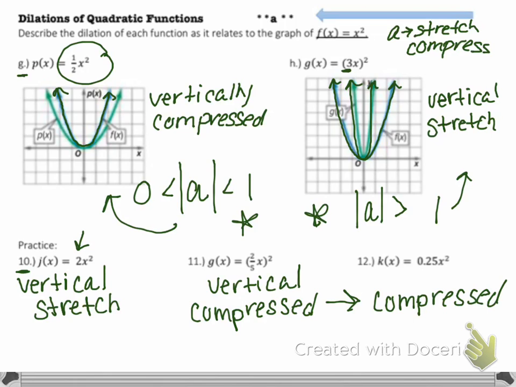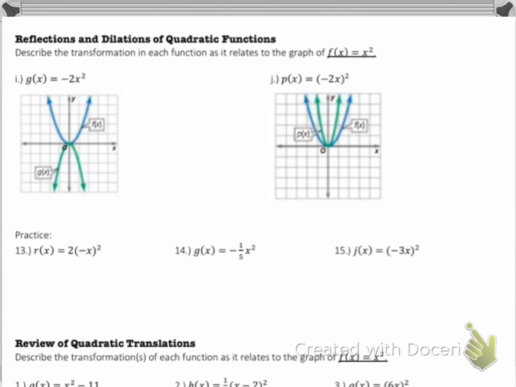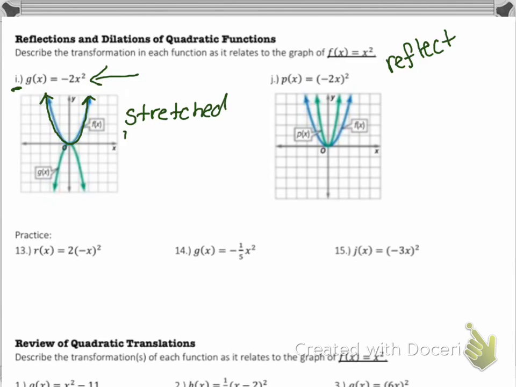Okay? So then finally, we're going to look at a can also reflect your parabola. So a can also reflect. And we know it's going to reflect simply by whether or not it's positive or negative. So looking at our first example, I see my parent function here, it's upright, and now when I graph the negative 2x squared, not only is it stretched, right, because of the 2, but it's also reflected over the x-axis.